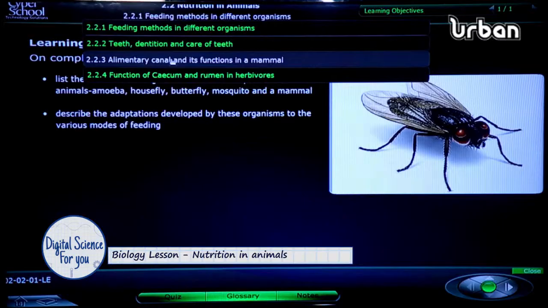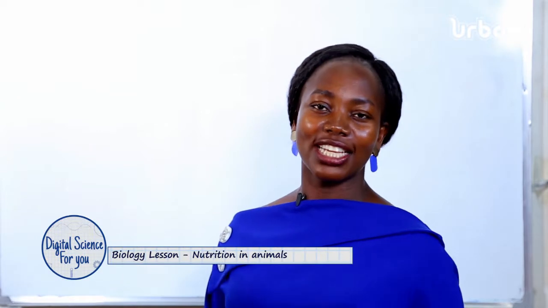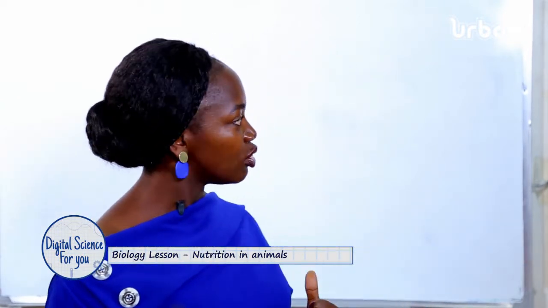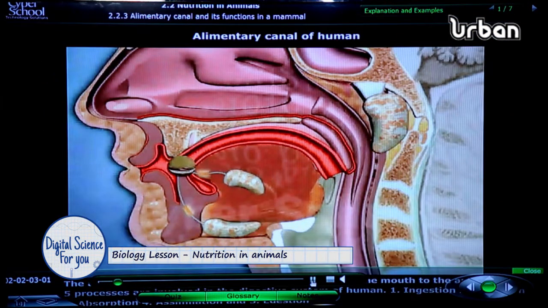We again are privileged to be able to use digital science, and because of this, we will be able to easily see the alimentary canal, as opposed to the old system of only using chalk and the board and drawing lines, and you can't really imagine what the digestive system looks like. So today, we are going to be looking at this digestion, but using digital science. Let's go look at this clip.